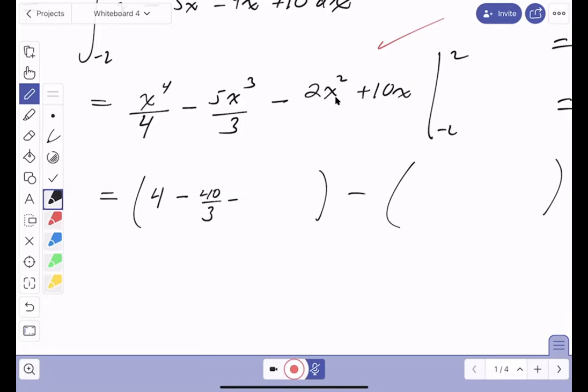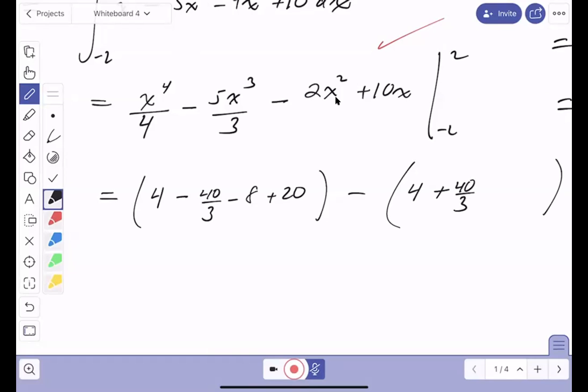Yeah, it's arithmetic. What do you get over there? 2 times 4, which is 8, plus 20. Right, we'll do that later. And I'm going to do the lower limit now. What's that going to be? Well, 4. And this is going to be plus 40/3. Don't be intimidated.